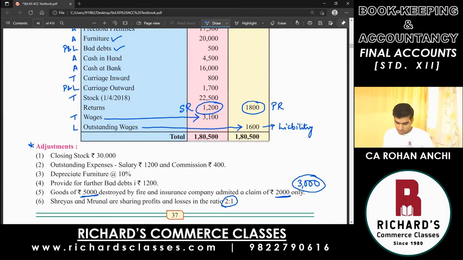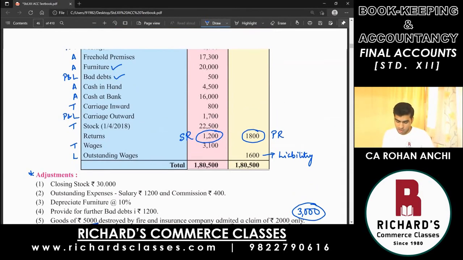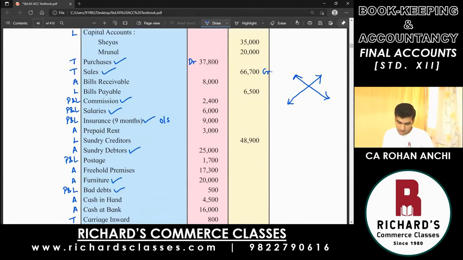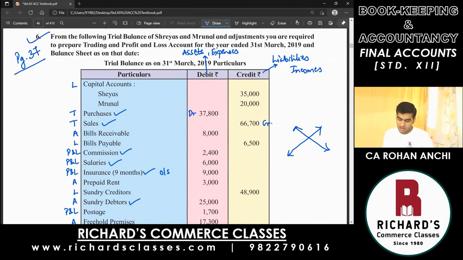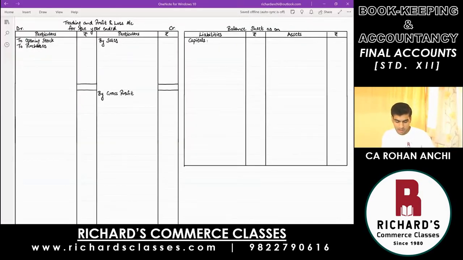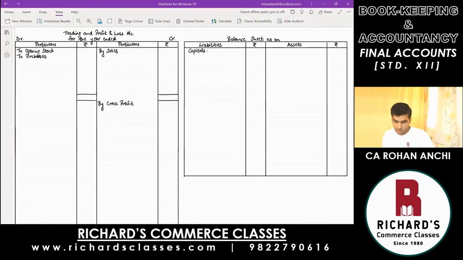Now that we have had a discussion and we have also put a tick mark on all those items which have to be adjusted, now it is time to prepare our solution starting from the top. The first thing that we are going to do is write the date. 31st March 2019 is the date we are preparing the accounts. So on top of both the trading P&L and the balance sheet, let's write down the date.